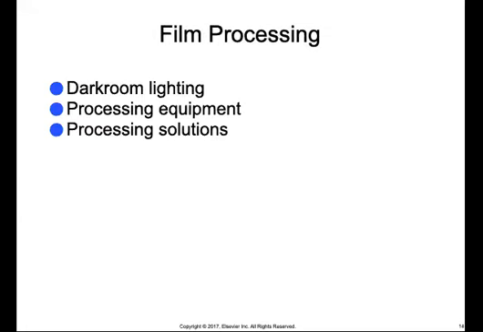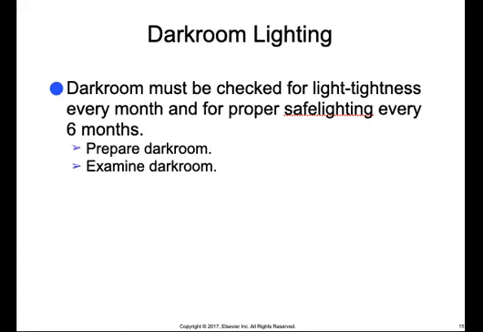All right, so then we're going to go on to film processing. And this is one of the most critical areas in quality control, and it requires daily monitoring. And we'll want to check for darkroom lighting, the processing equipment, as well as the processing solutions. Darkroom lighting must be checked for light tightness every month and for proper safe lighting every 6 months.